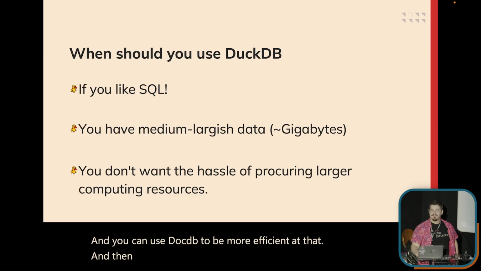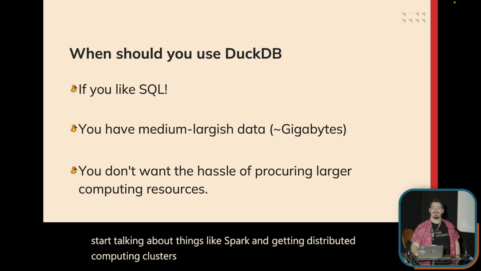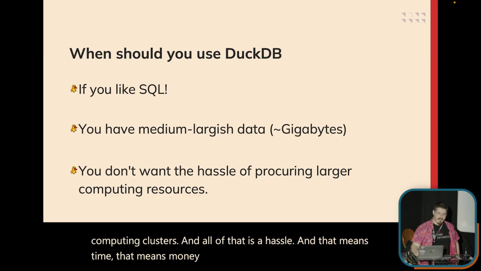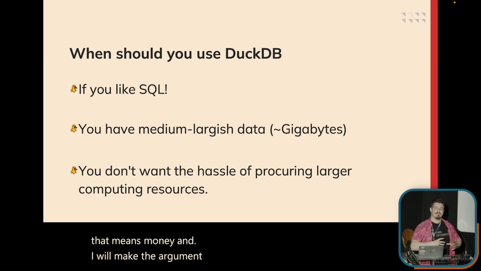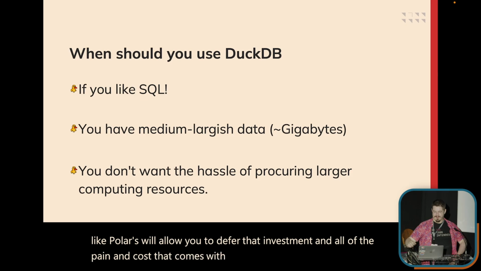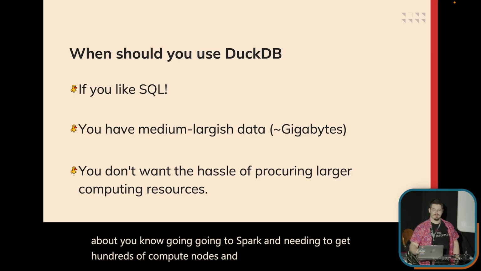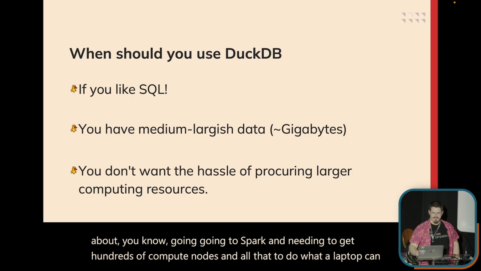And then if you're getting to a bigger scale than that, you may start talking about things like Spark and getting distributed computing clusters, and all of that is a hassle, and that means time, that means money. I will make the argument that DuckDB, as well as some other things like Polars, will allow you to defer that investment and all of the pain and cost that comes with that for longer. So if you're thinking about going to Spark and needing to get hundreds of compute nodes to do what a laptop can do, consider DuckDB.